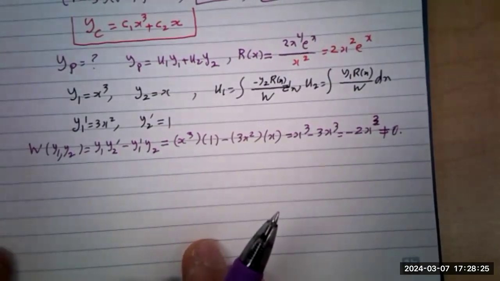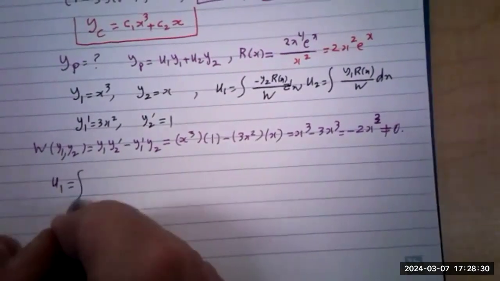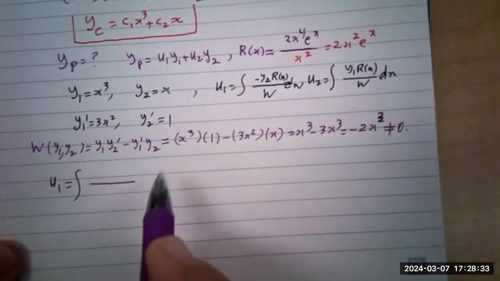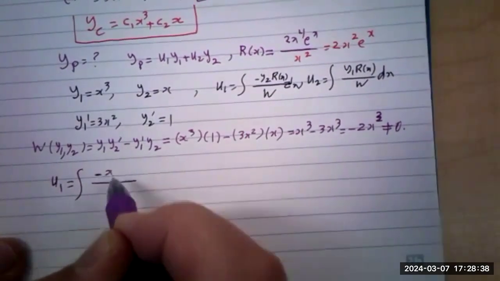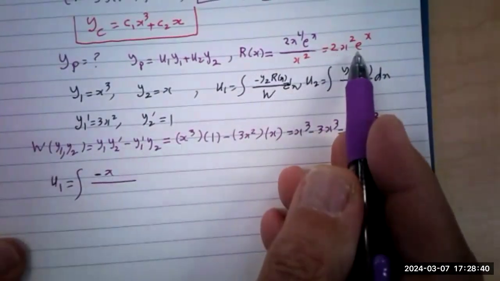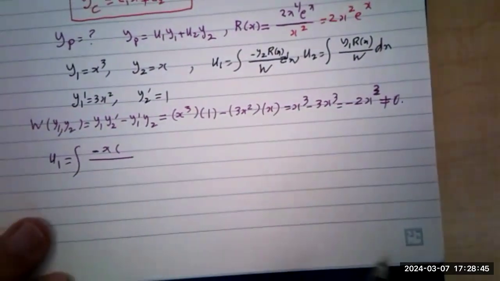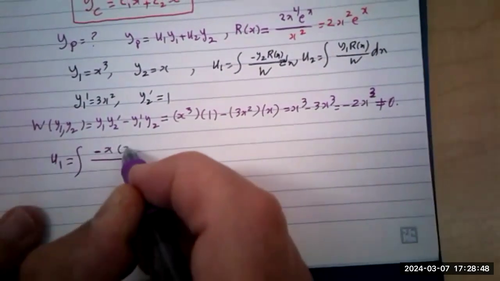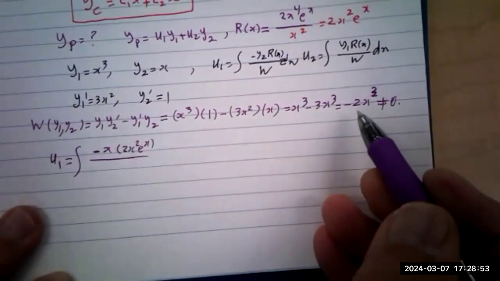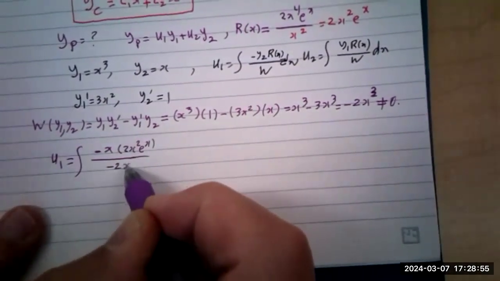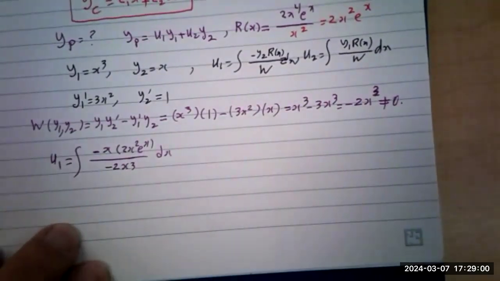Now we can go and form the u1. So what's going to be u1? u1 is equal to the integral of negative y2, y2 is x, negative x, times R of x, the simplified one. R of x is 2x squared e to the x, divided by the Wronskian, which is negative 2x cubed, then the dx. Now simplify.